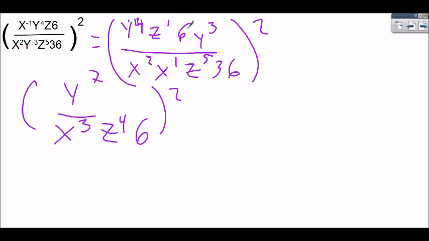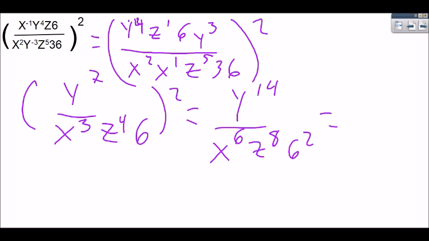What I did was I combined my y's, I subtracted my z's, combined my x's, and reduced the 6 and 36. Now I can distribute this squared. Then I just squared the 6.